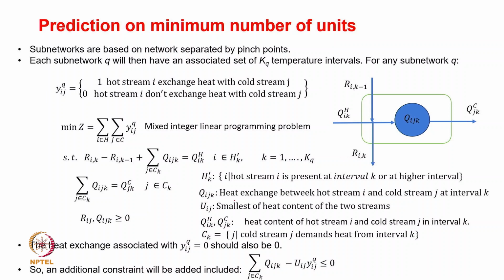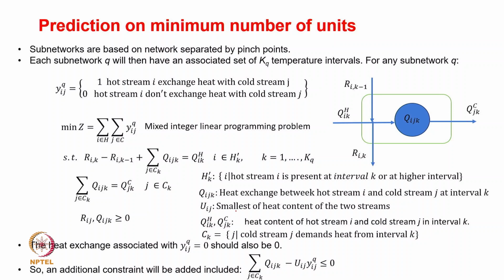For instance, qijk is the heat exchange between hot stream i and the cold stream j at an interval k. So all the analysis is performed at an interval k. That's why index k comes into the picture. Fine. uij, we will speak about that later. uij is the smallest heat content of two streams, and qhik and qcjk are the heat content of the whole hot stream i and the cold stream j in the interval k. This we have previously defined, and so on and so forth.